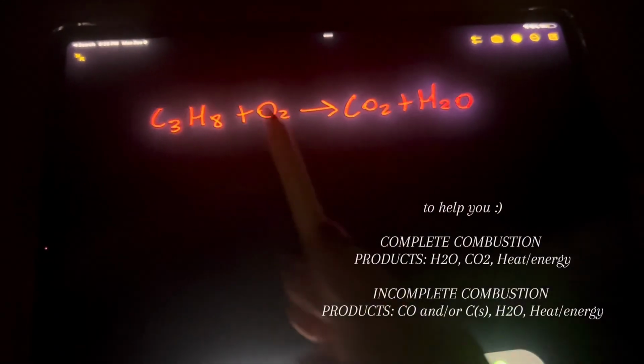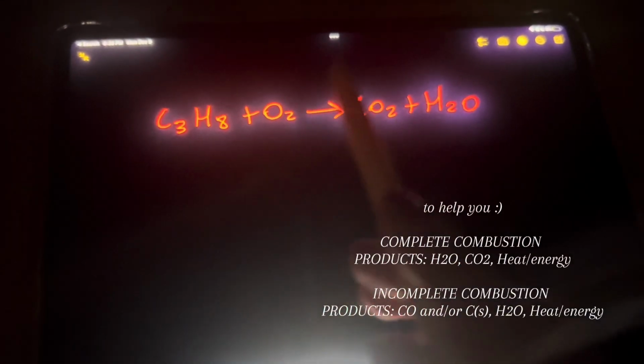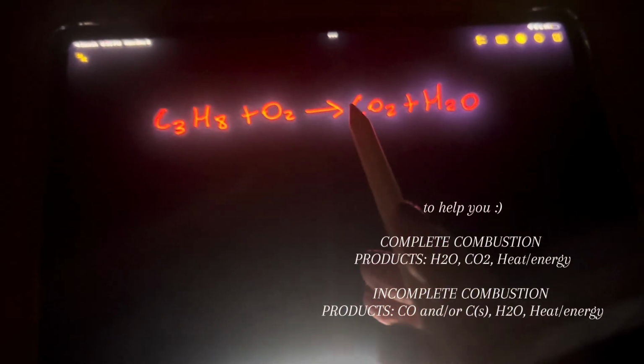And these can be a little bit harder because you have to constantly balance the oxygen atoms, but I'm about to make your life much easier. So here we have a combustion reaction. We have propane plus O2, and then we have an arrow.